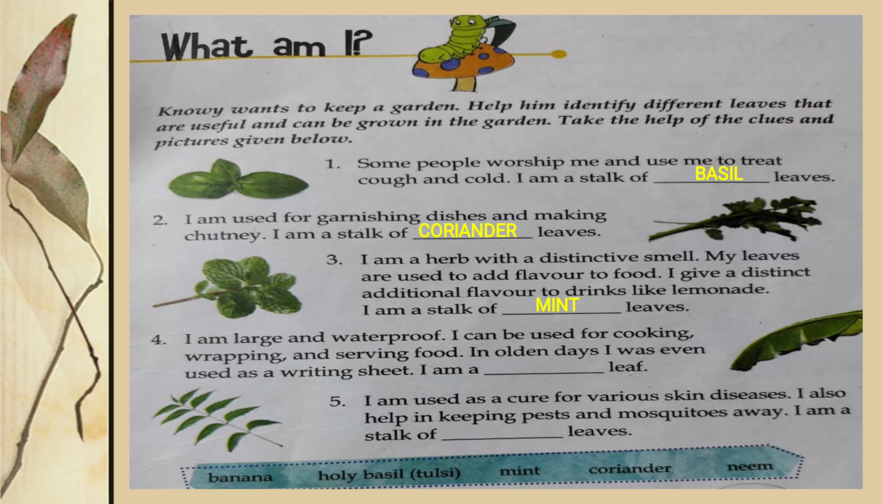The next one we had already discussed, that is banana leaves. I'm large and waterproof. You know, these leaves are very, very large and they are waterproof also. They are flexible also, right? And they can be used for cooking, wrapping and serving food. In olden days, I was even used as a writing sheet. I'm a banana leaf. Okay, so the next one is, I'm used as a cure for various skin diseases.